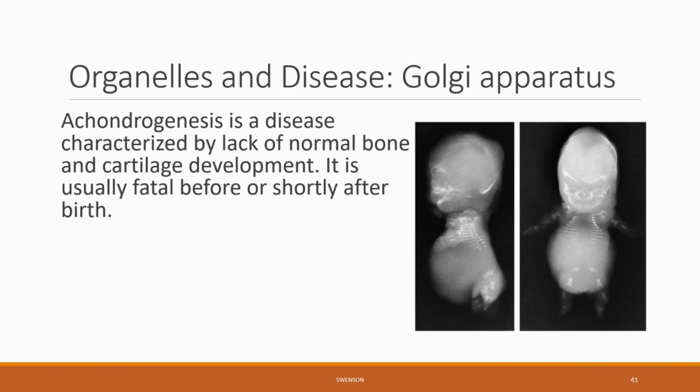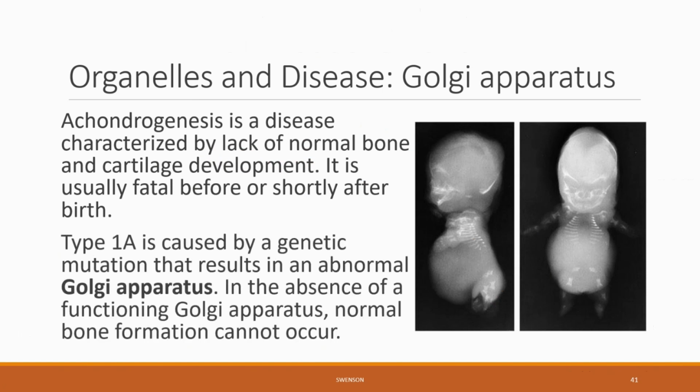And with our organelles, we can get diseases that are associated with malfunctioning organelles, such as the Golgi apparatus. This is achondrogenesis, which is a disease characterized by a lack of normal bone and cartilage development, and it's usually fatal before or after birth. And that is the end of Lecture 4.